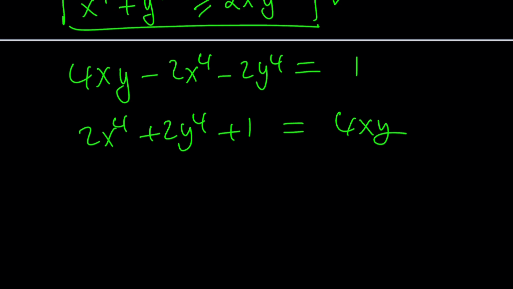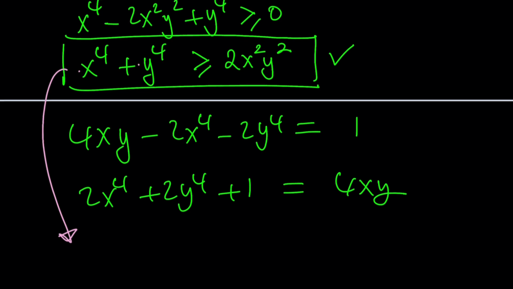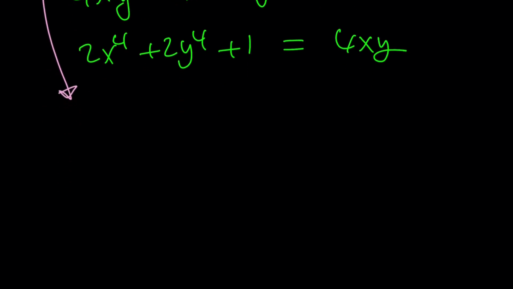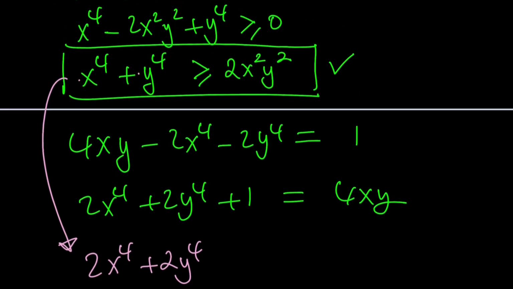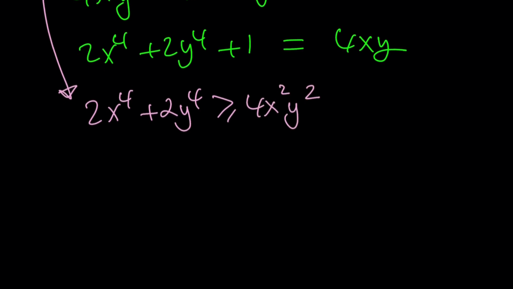But notice that in my expression, I have 2x to the fourth and 2y to the fourth, but I only have one of these. So why don't we just multiply everything by 2, which is fine, right? 2 is a positive number. We'll get 2x to the fourth plus 2y to the fourth is greater than or equal to 4x squared y squared, for obvious reasons. And now we can do the following.